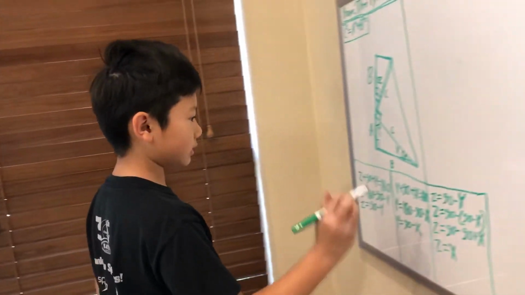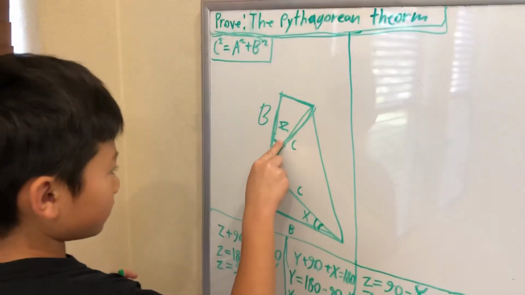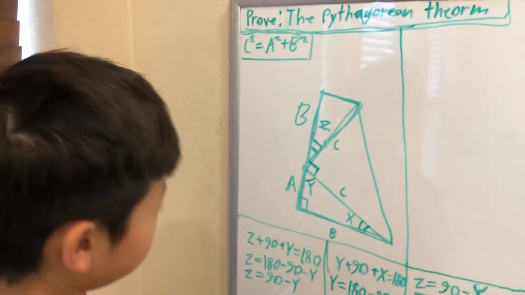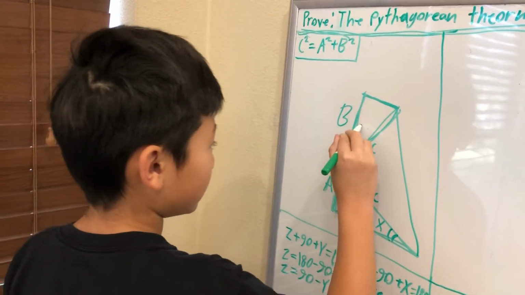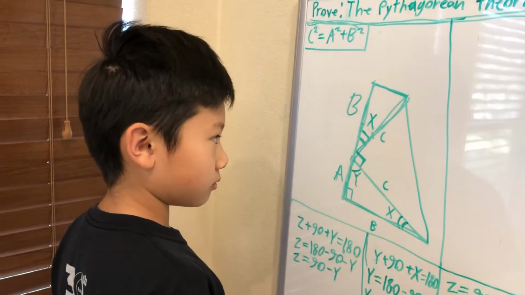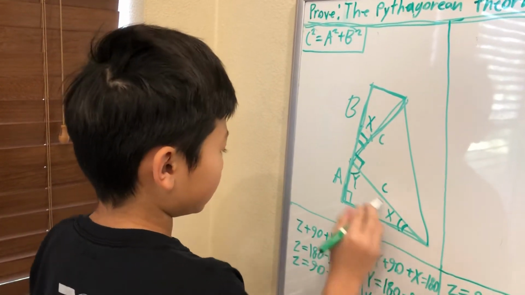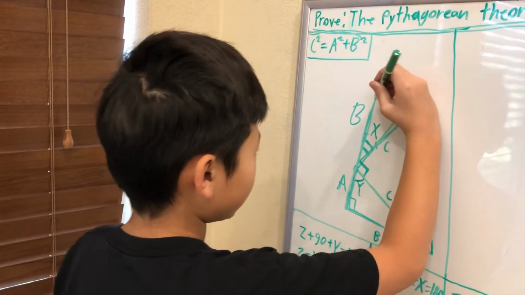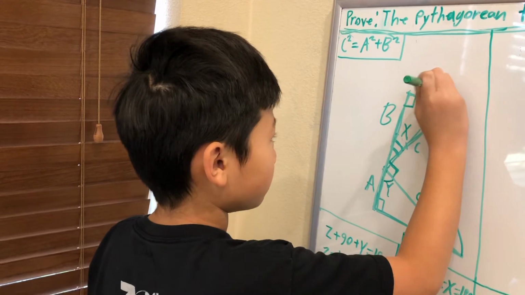Now we know that Z is equivalent to X, so get rid of this thing. The mark is different, well, it's the same. Now instead of Z, it's X. And since we know that this is basically the same triangle, we know that this is a right angle, this has to be Y, and this A.